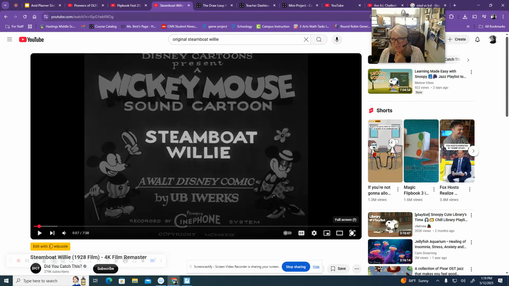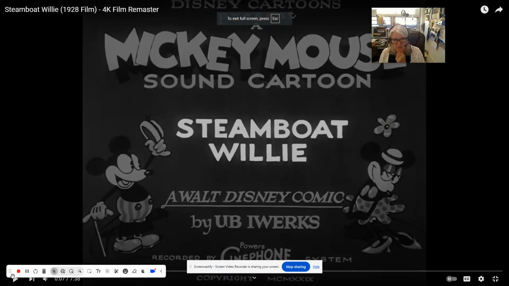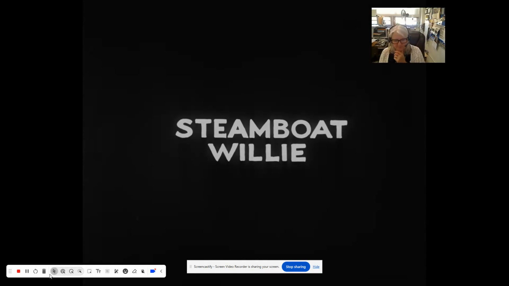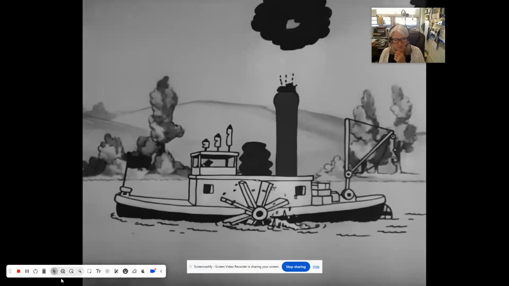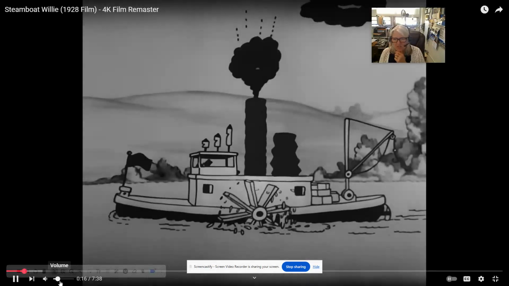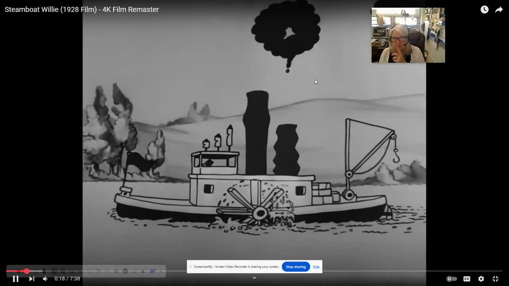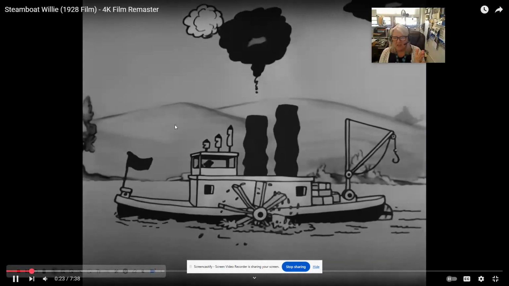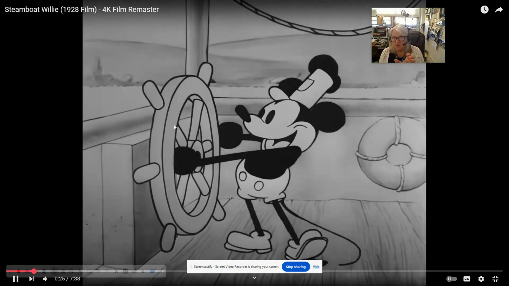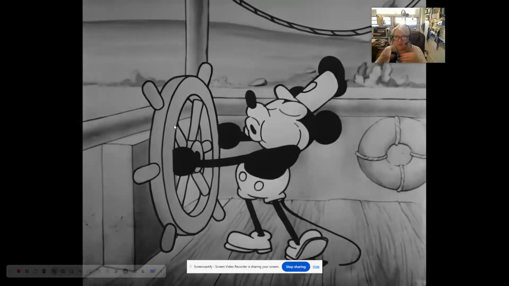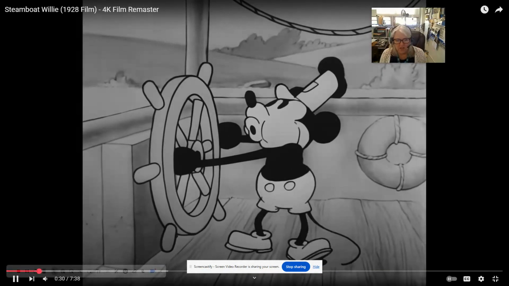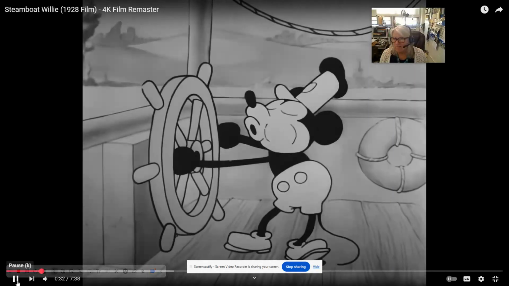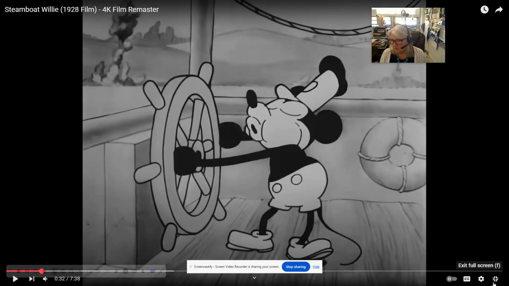So here's this original cartoon Steamboat Willie. We're not going to watch the whole thing, but what I want you to think about as you're looking at it is kind of how simple some of the animation is. This was just in black and white, but every single frame of this had to be hand drawn and then pieced together like a flip book to make it look like it actually is moving in some way, shape, or form. Okay.